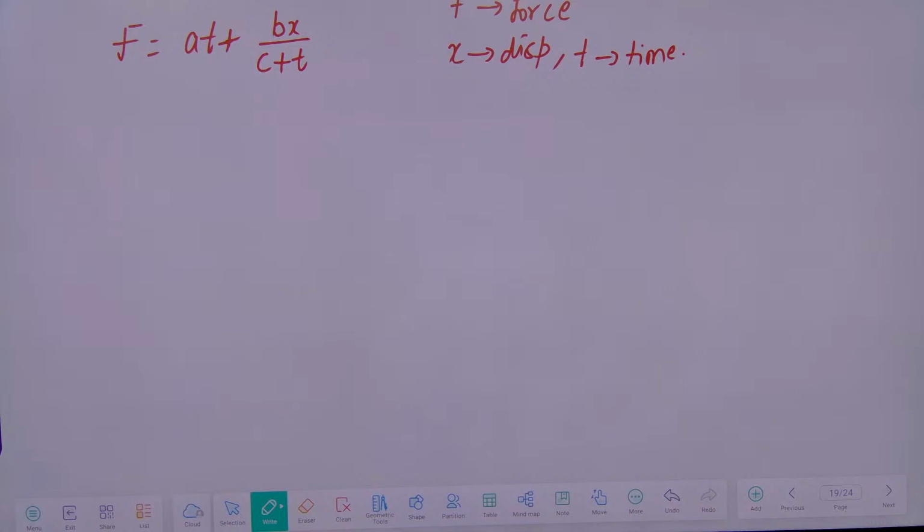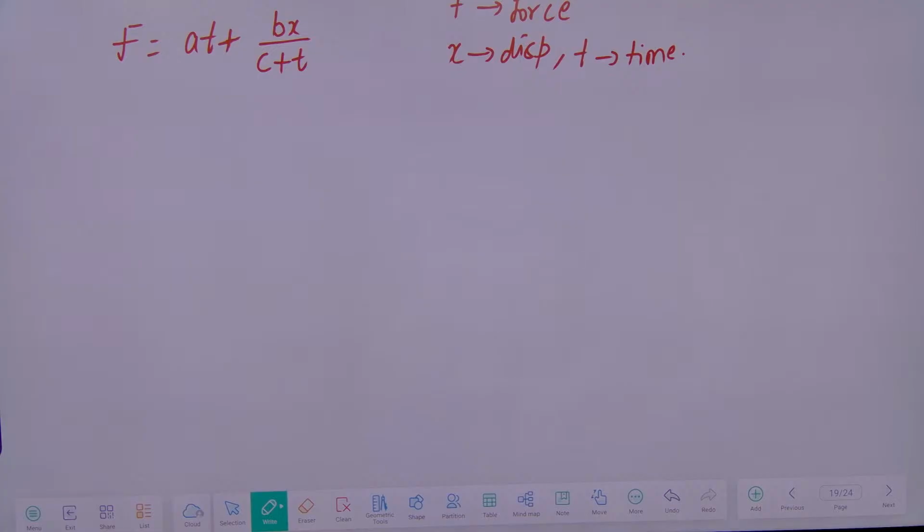Good. Is it done? See, what is the dimensional formula for F? Write down LHS: MLT power -1. That is equal to F, right? Then on the right hand side, how many terms are there? Two terms. AT is the first term, BX by C plus T is the second term. Take RHS first. In RHS, what is the first term? AT.